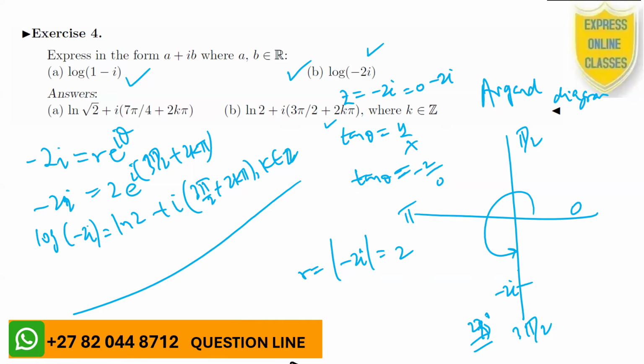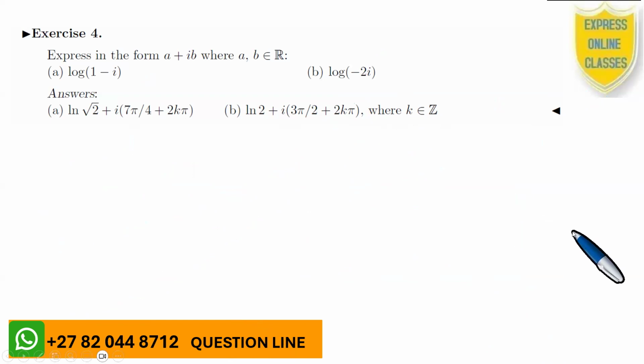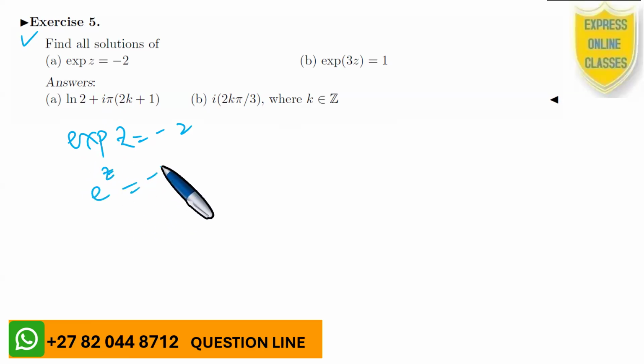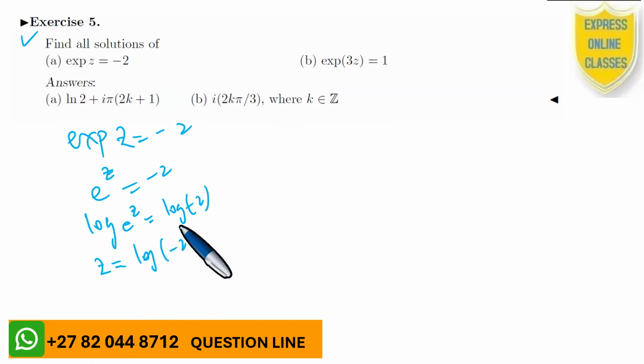That is something that you can take note of about the complex functions. Let us find all solutions of this one in exercise 5. If you have the exponential of z equals -2, what we do here, we have the exponential of z. So it's like e to the power z is -2. So use the log. So you can take the log of e to the power z equals the log of -2, which means z is the log of -2.